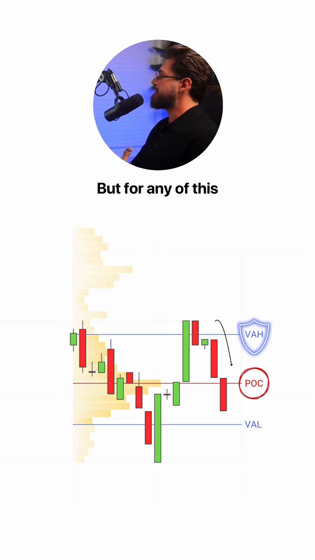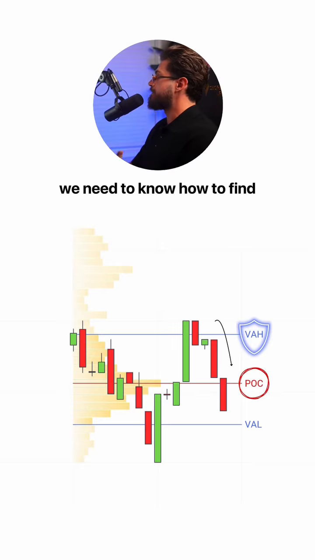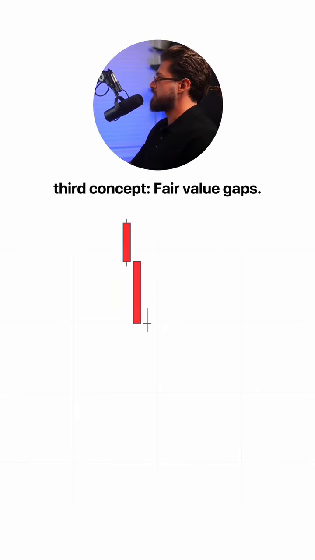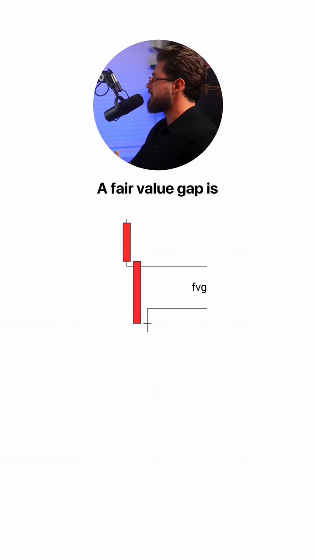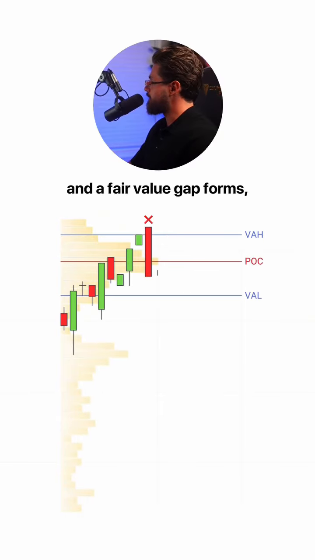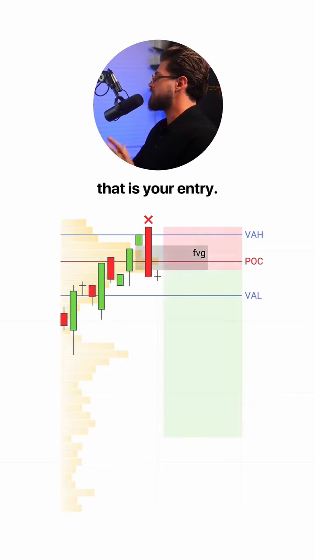But for any of this to be valuable to us, we need to know how to find trade entries around it. That way we can execute and not just have theory. And this brings us to the third concept, fair value gaps. A fair value gap is when a candle moves so fast that it leaves a gap between the first and the third candle. This shows you that there is real momentum behind the move. So whenever you see rejection at a value area high and a fair value gap forms, that is your entry.